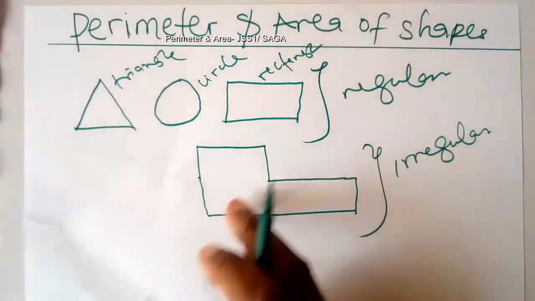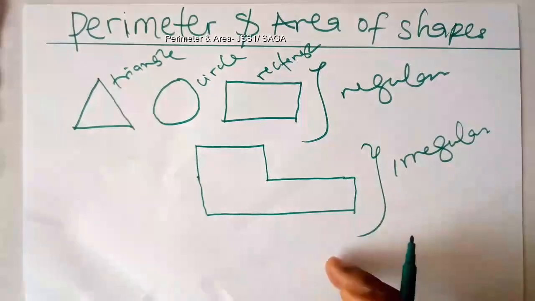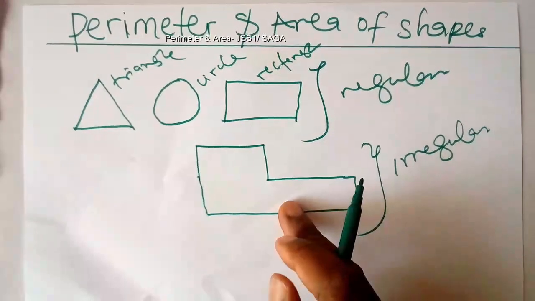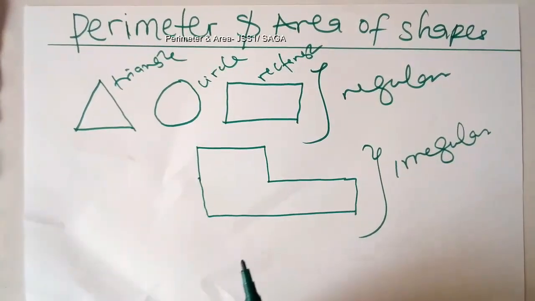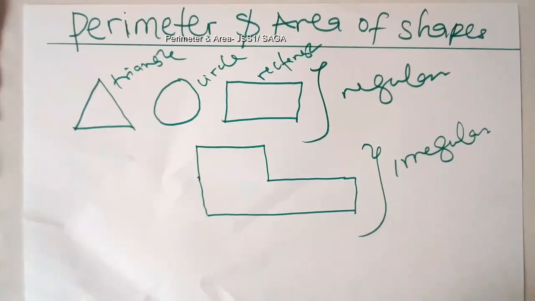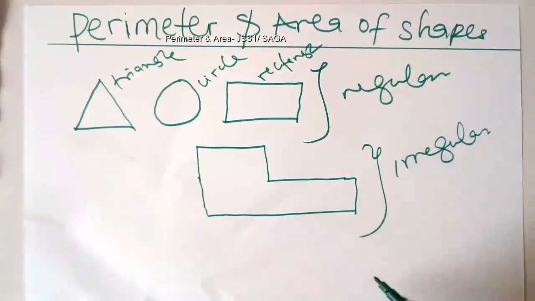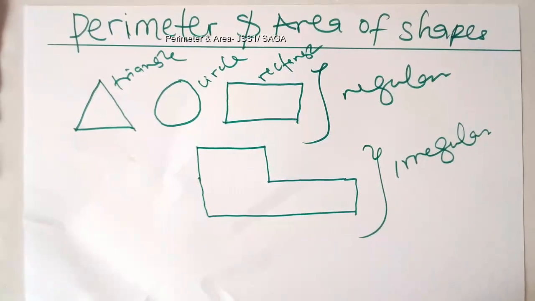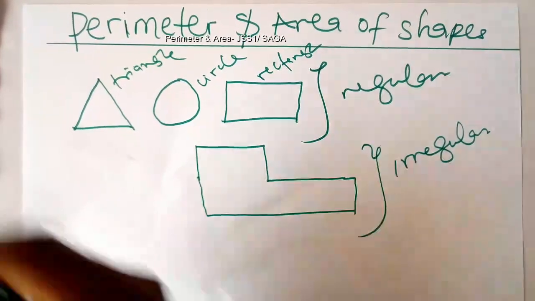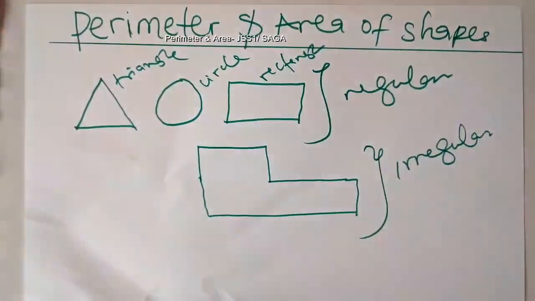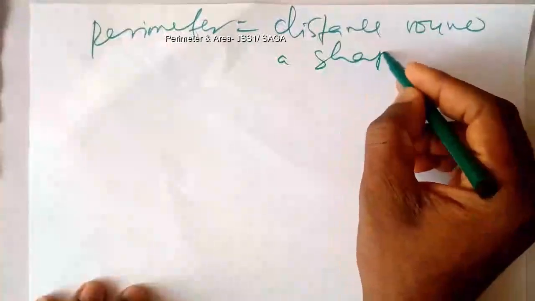We can find the perimeter whether the shape is regular or irregular, but for irregular shapes we cannot find the area. We have to divide them, partition them so that they form regular shapes before we can find their area. Now let us talk more about perimeter.